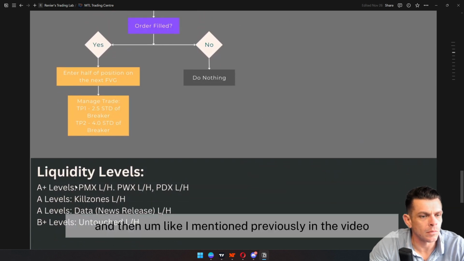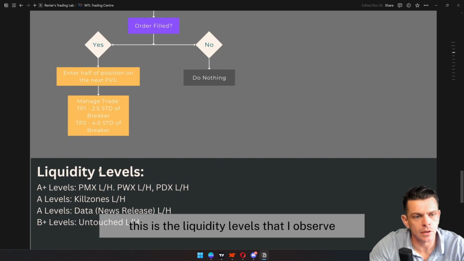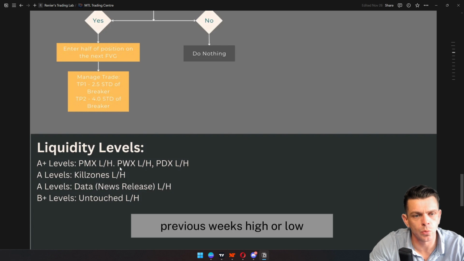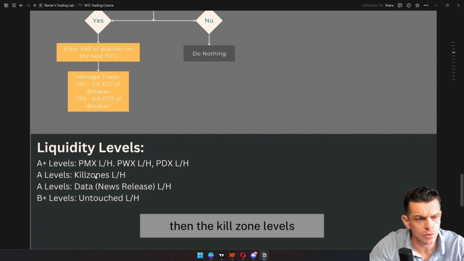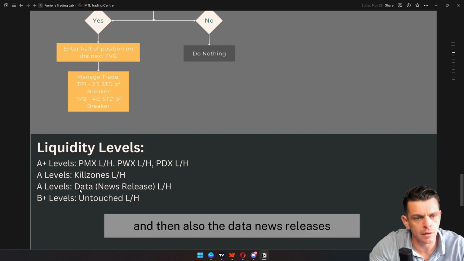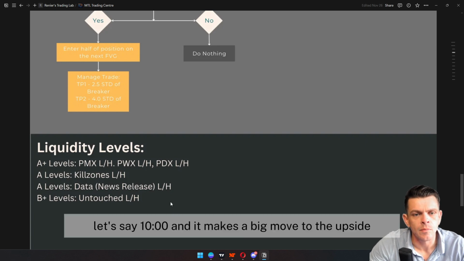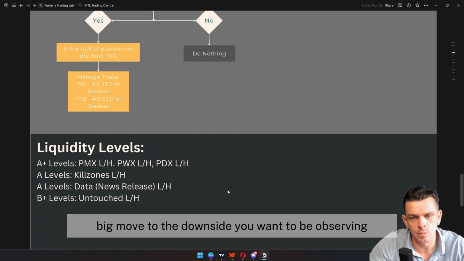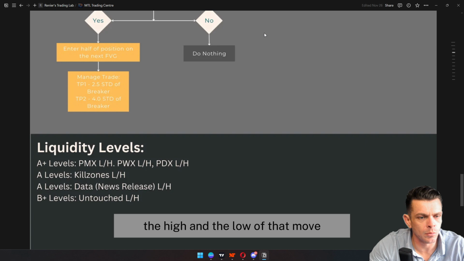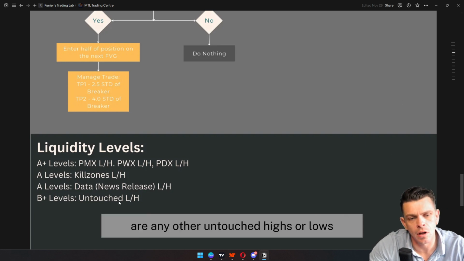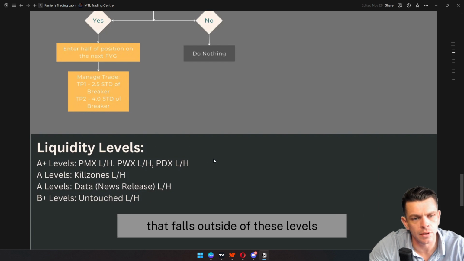And then, like I mentioned previously in the video, these are the liquidity levels that I observe. So the previous month's high or low, previous week's high or low, previous day's high or low, then the kill zone levels, and then also the data news releases. So if there's news at, let's say, 10 o'clock and it makes a big move to the upside or a big move to the downside, you want to be observing the high and the low of that move. And then any other untouched highs or lows that fall outside of these levels.